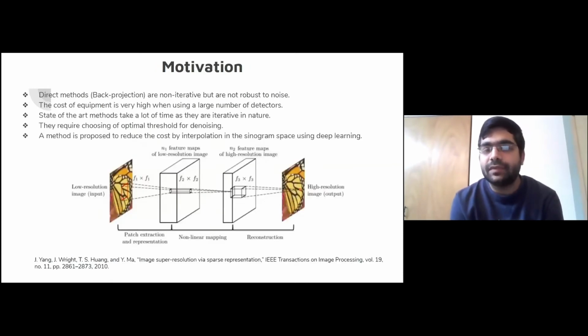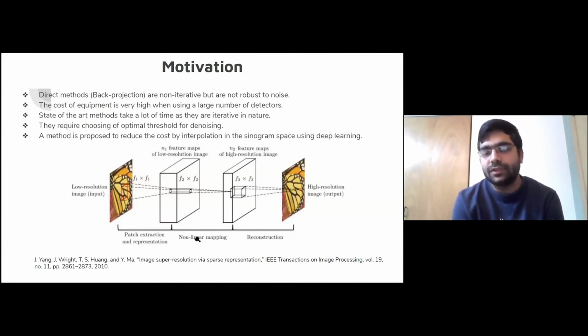Generally, whenever you are doing a reconstruction using these kinds of techniques, they are non-iterative, but a non-iterative technique will not be robust to noise. And if you use a large number of detectors, the cost of the equipment is very high. If you want to remove noise, you use iterative techniques, running the steps for a number of iterations and seeing the result. But for denoising also, you need to choose the optimal threshold, decide the criteria for stopping, and all those factors.